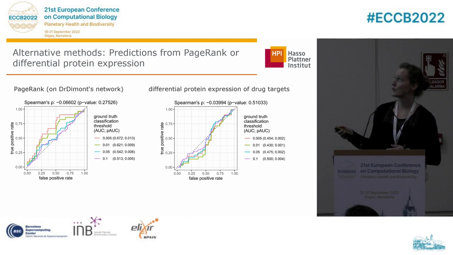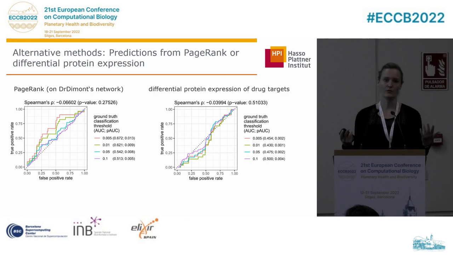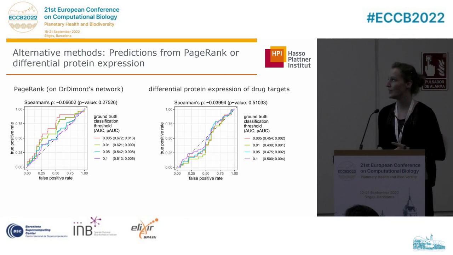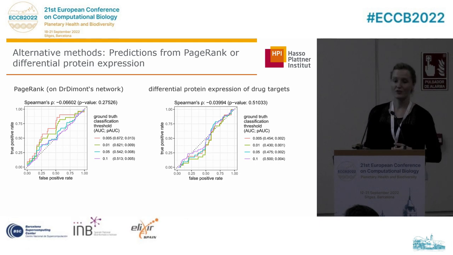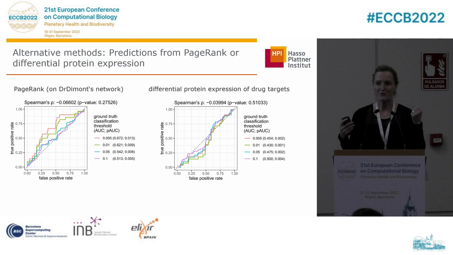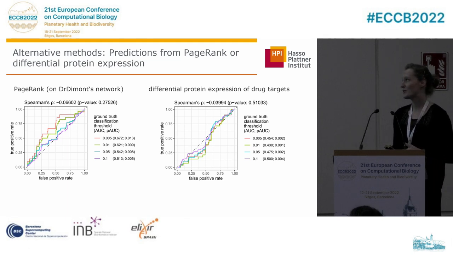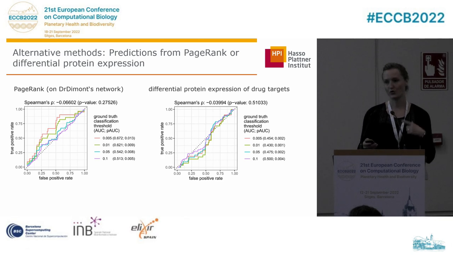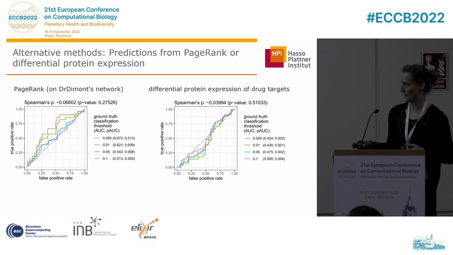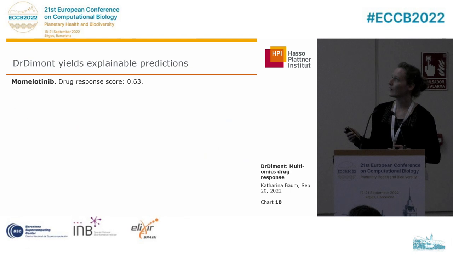And if we go for differential protein expression of drug targets, which would be the most naive approach maybe, we see that it's not predictive at all. So, in fact, our method really conveys some predictive power. It's a difficult problem, but it conveys some power. And I didn't bring it to you, but if we do not do the denoising, the predictive power of Dr. Diamond is basically lost.